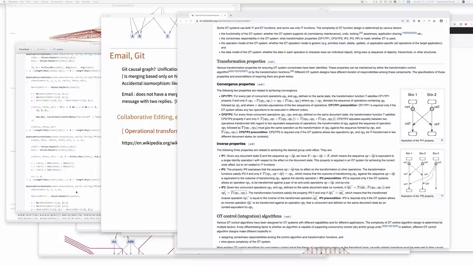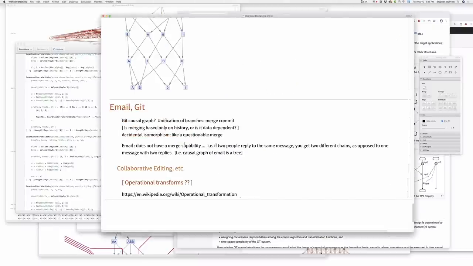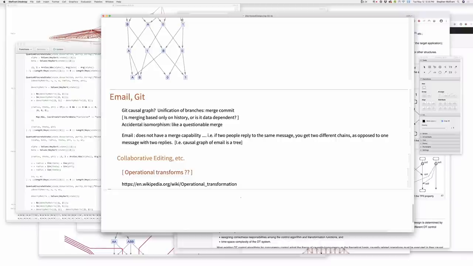Yeah, right. Okay, let's come back for a minute. Can I make a couple of comments on what you were discussing earlier? Yes. So I don't think it is the case that the causal graph for email is a tree. I think it's the case that the evolution graph is a tree, and the multi-way causal graph is also a tree if you take its transitive reduction. The causal graph in the space-time case for email is a path, or its transitive reduction is a path.